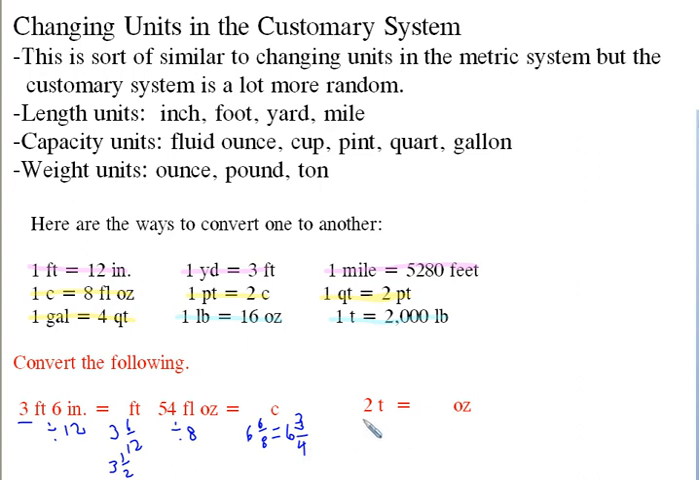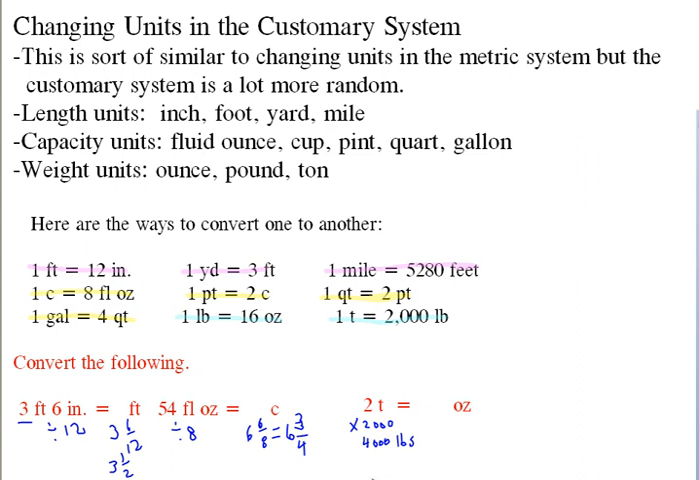Now, this one here is a little bit trickier. It's 2 tons to ounces. Now, sometimes you have to convert a couple of different times before you get to the one you want. There's no tons to ounce conversion. But if I look up here, I can convert tons to pounds and then pounds to ounces. So the first thing I'm going to do is multiply by 2,000. Because when I do that, I'm now going to have 4,000 pounds.